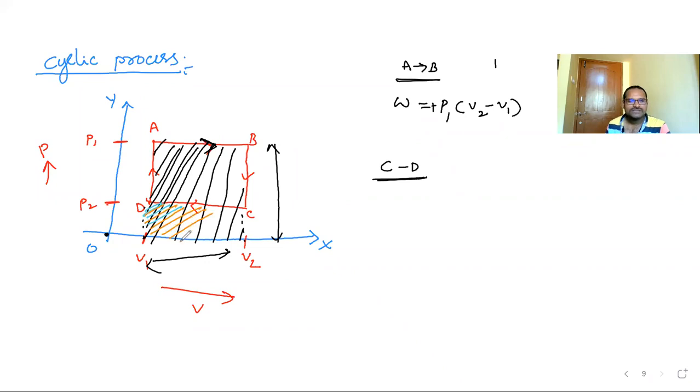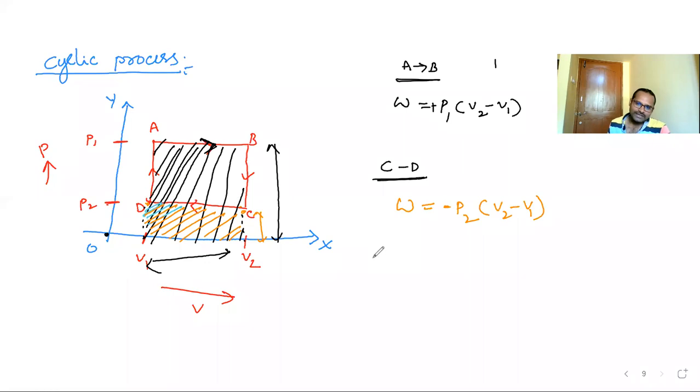Yes, this area you see, C to D area. What is happening, Nana? Work done, let us find. Work done is area under the graph. This area, how much? This length. What is this? P2 into change in volume, how much? Nana? V2 minus V1. But is it positive or negative? Negative work done because it is compressing.